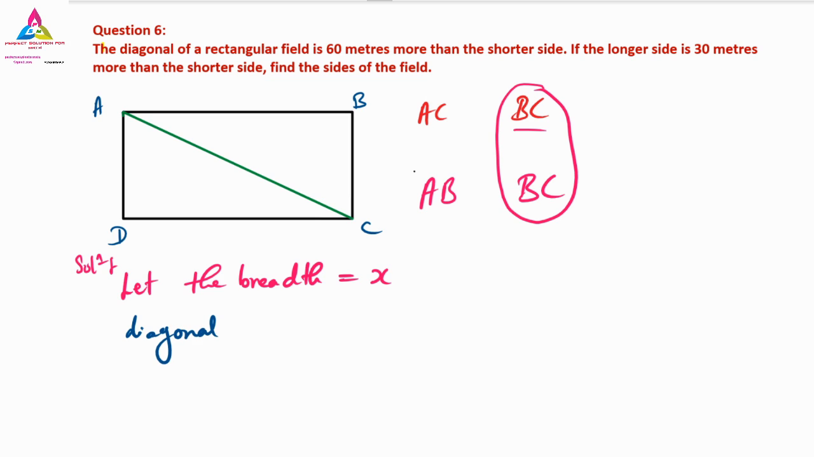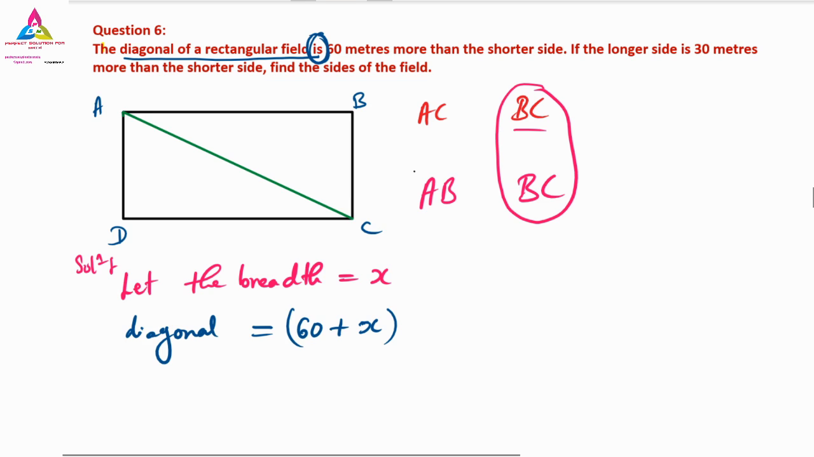We have to take the diagonal as what? You can take it as y, but you can write it in terms of a statement. See here: the diagonal of a rectangular field equals, the diagonal is equal to what? Equal to 60 meter more than the shorter length. 60 meter more means plus 60 meter more than the x, because its breadth, that is BC.